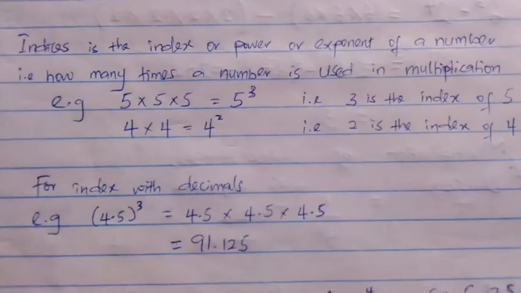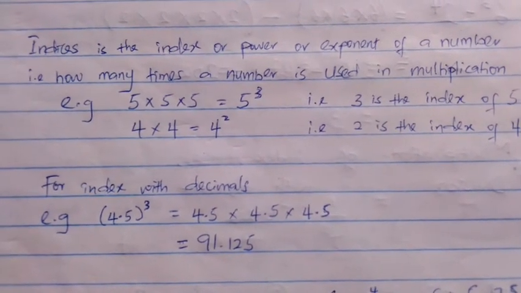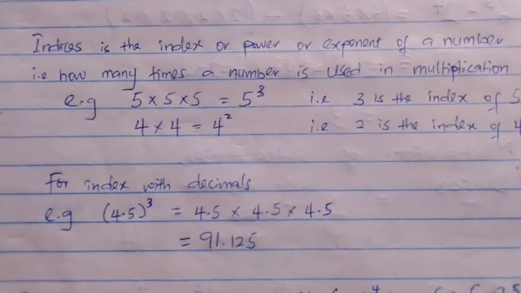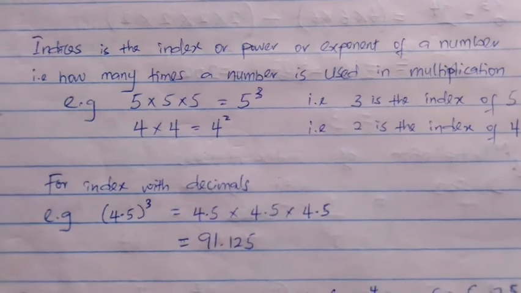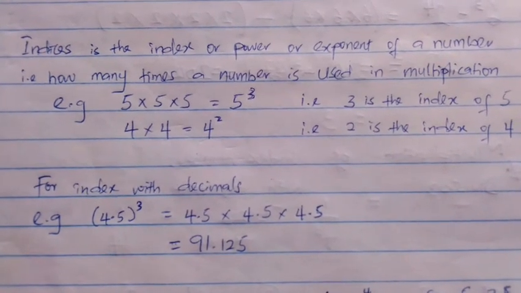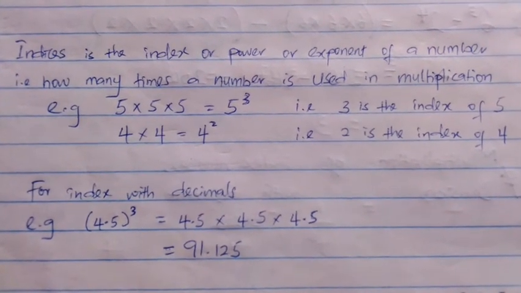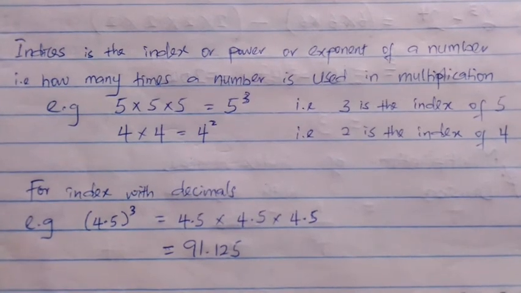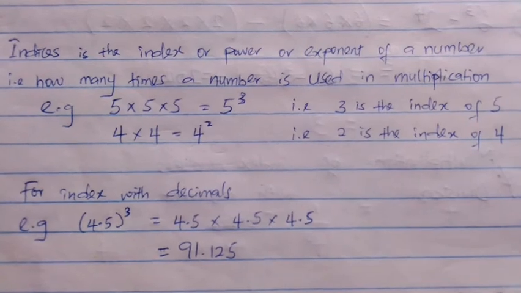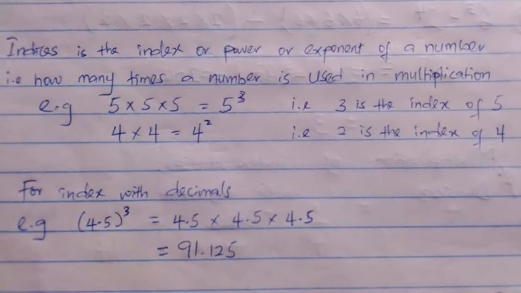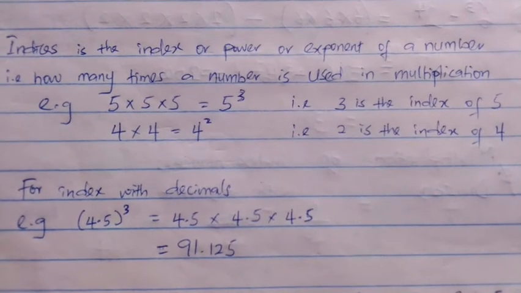Indices. Indices is the index or power or exponent of a number. That is how many times a number is used in multiplication. Example, we have 5 times 5 times 5, which is 5 in 3 places. So in indices form, we represent it as 5 raised to power 3. That means 3 is the index of 5.